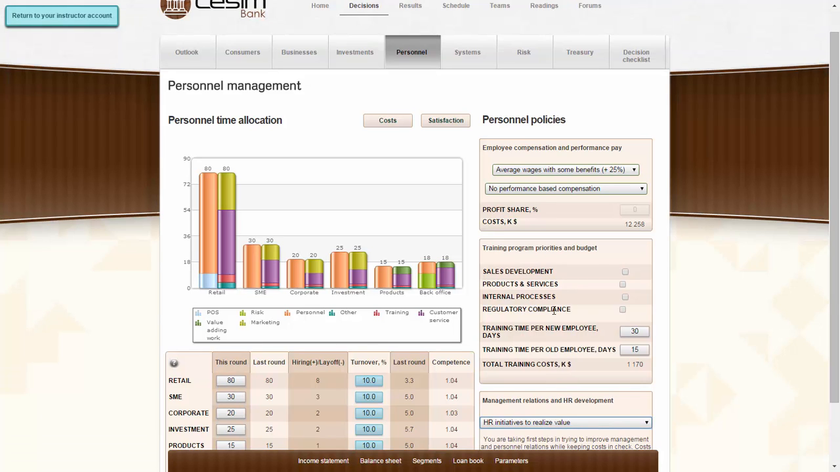And personnel is a key element in this simulation. It has a big influence on the customer satisfaction, and this is not an optional module, so it will be part of the simulation with all the different configurations.